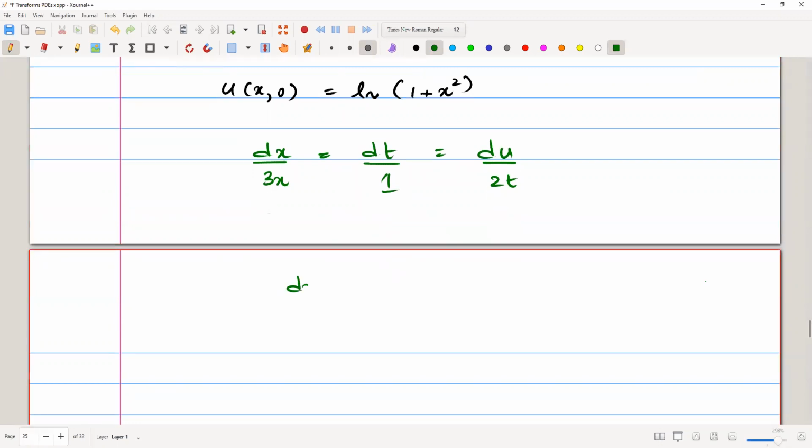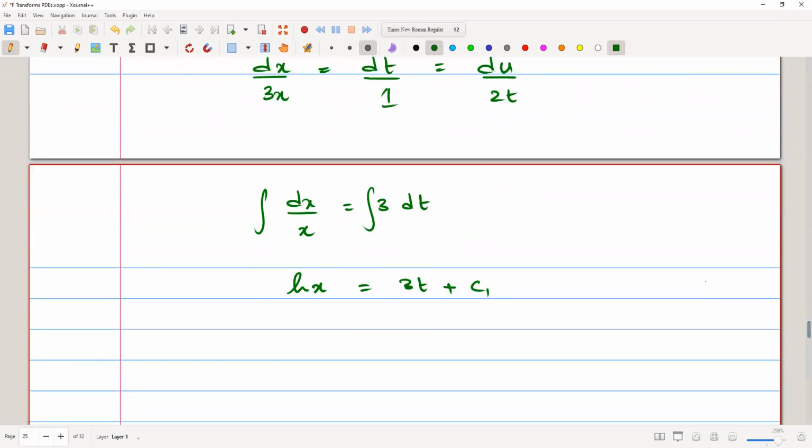So we have dx over x equals, we can move this 3 to the right side, so we have ln x equals 3t plus c1, where we can do some more simplification.